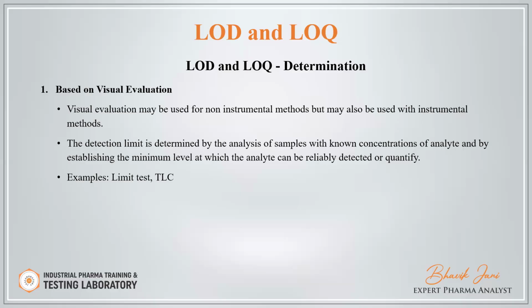The determination is by the analysis of samples with known concentrations of analyte, and by establishing the minimum level at which the analyte can be reliably detected and quantified. Visual evaluation means like the limit test, where there is no quantification. We just check the color of the standard and the sample. And in TLC, we just observe the spot. So by this method, we can evaluate the LOD and LOQ.